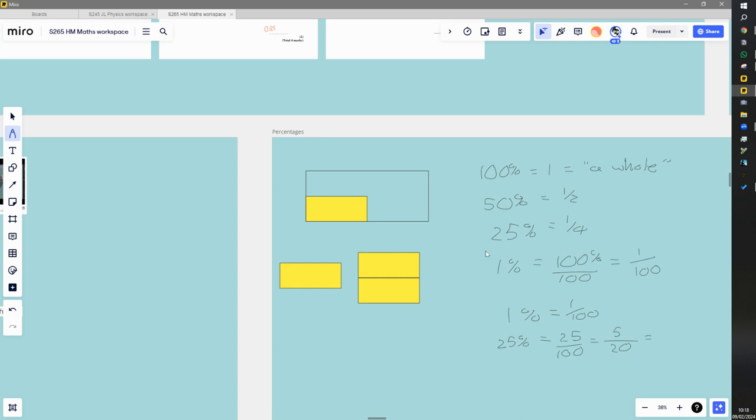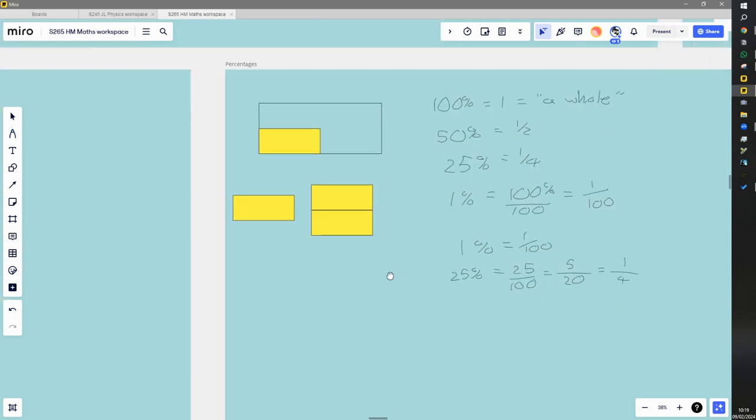But that's fine. If you didn't notice that, you can see the top number can be divided by 5, and that gives me 5, and the bottom number can be divided by 5 also. And from here, 20 can also be divided by 5, so I can divide by 5 again, that gives me 4. 5 divided by 5 is 1. So either way, you can do it the quick way, or you can do it bit by bit, and you get to the answer. 25% is that.